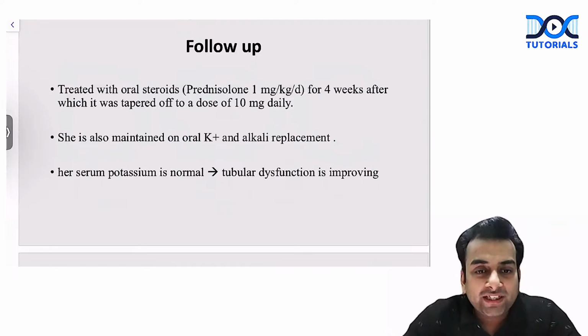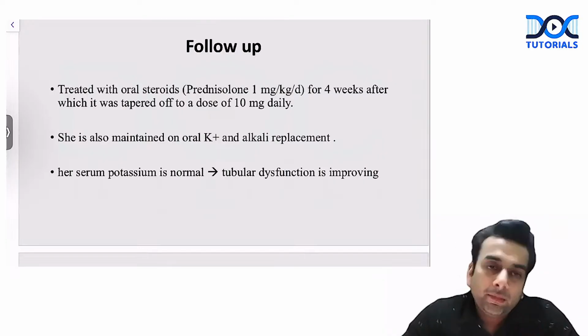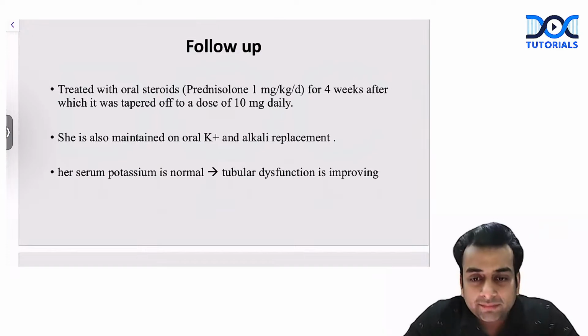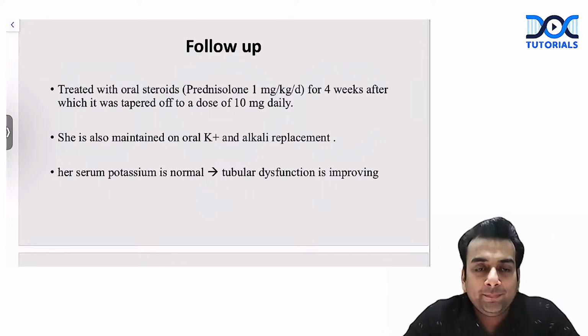The patient was treated with oral steroids for 4 weeks, after which it was tapered. She was also maintained on oral potassium supplementation and alkali replacement because there was acidosis. Her potassium is normal and the tubular function is gradually improving.